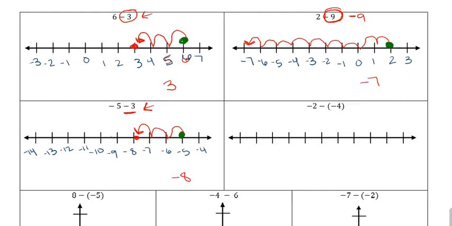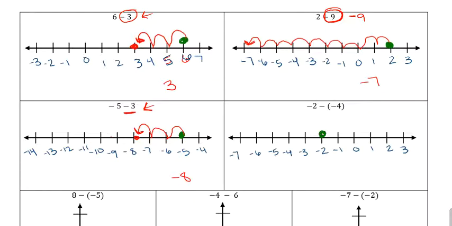Okay, what about this next one when I have taking away negatives? That's kind of confusing. So let's put negative 2 in the middle, because I'm not sure which way we're going to move. So this would be negative 1, 0, 1, 2, 3. This way would be negative 3, negative 4, negative 5, negative 6, and negative 7. Okay, so I'm going to start at negative 2.